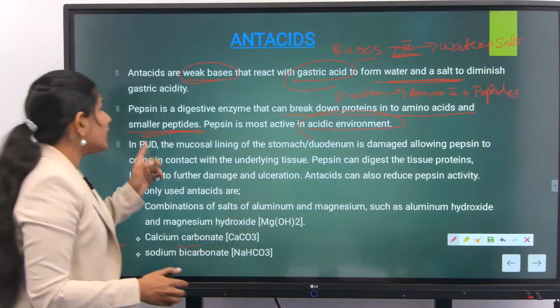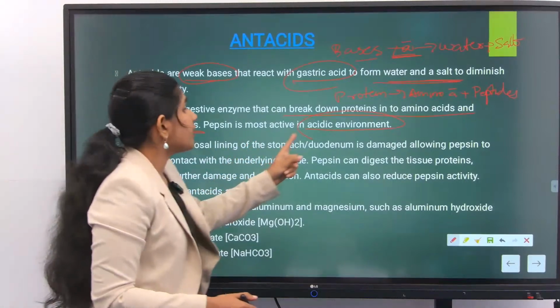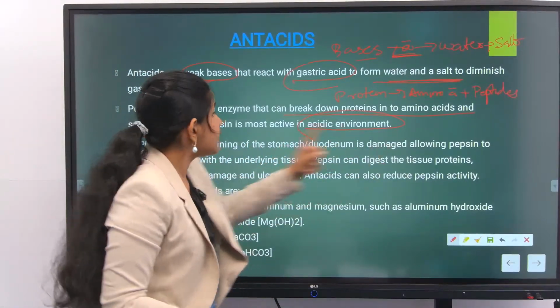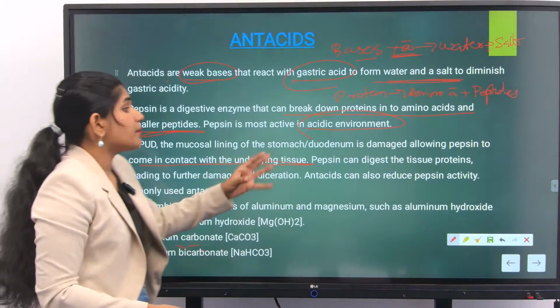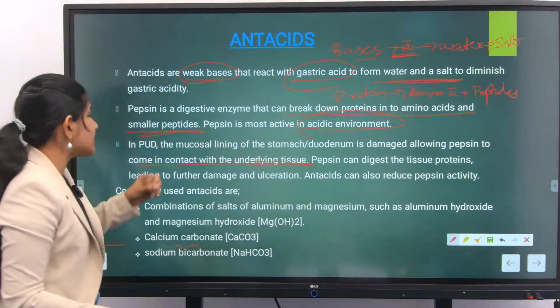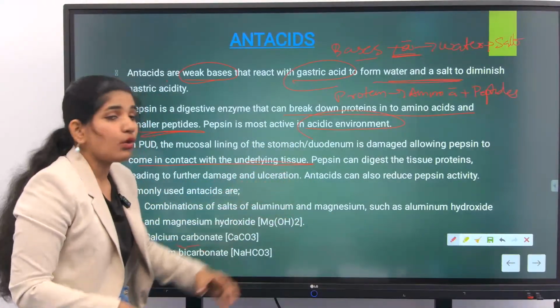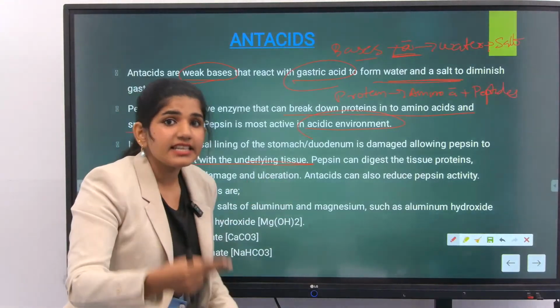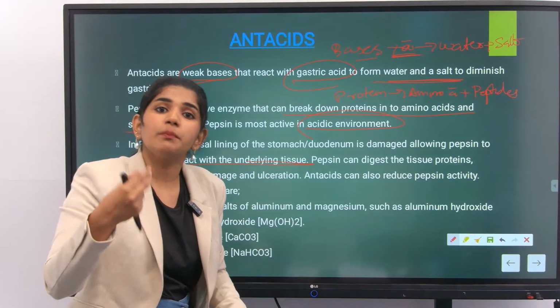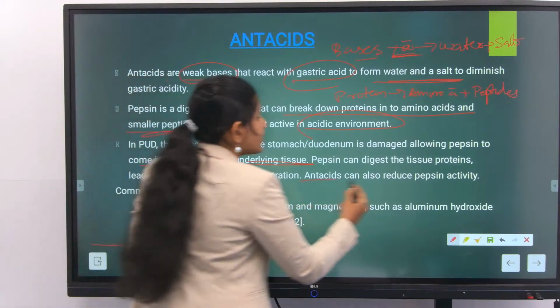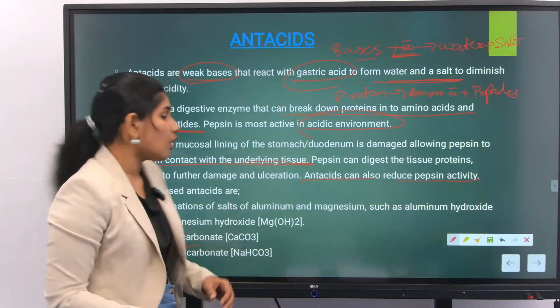So in PUD, the mucosal lining of the stomach and duodenum is damaged, and that is allowing the pepsin to come in contact with this underlying tissue. And pepsin can digest these proteins, leading to further damage and ulceration. So if we are giving an antacid in such a condition, this antacid has the ability to reduce the activity of the pepsin also.